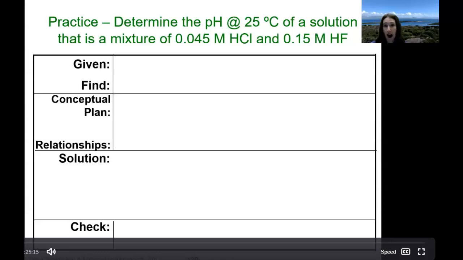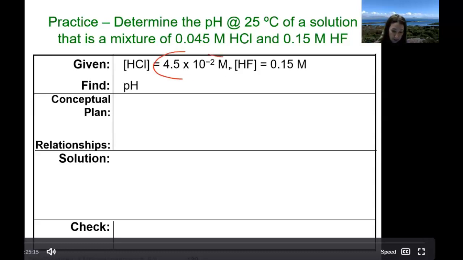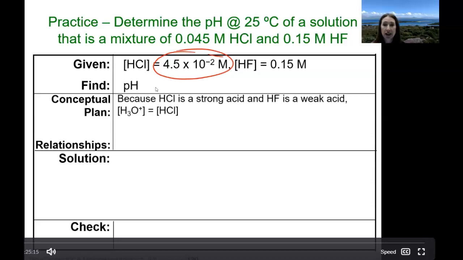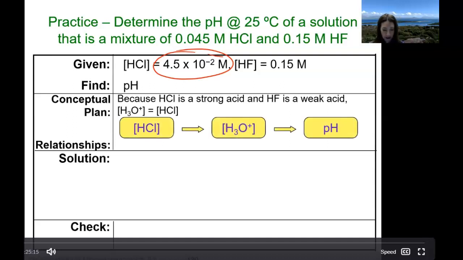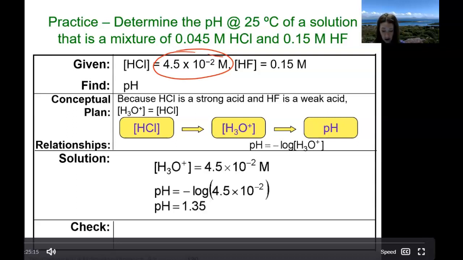All right, so we talked about the why last time. Now this problem is actually pretty straightforward. All we do is ignore HF. In this question, really all we care about is this. So just negative log of that, because it's a strong acid, we can just ignore the weak acid. I have to get my calculator out. It's just negative log of that, 1.35. And that's the whole problem.